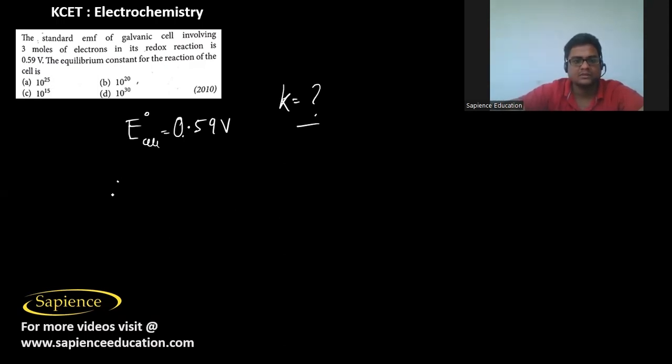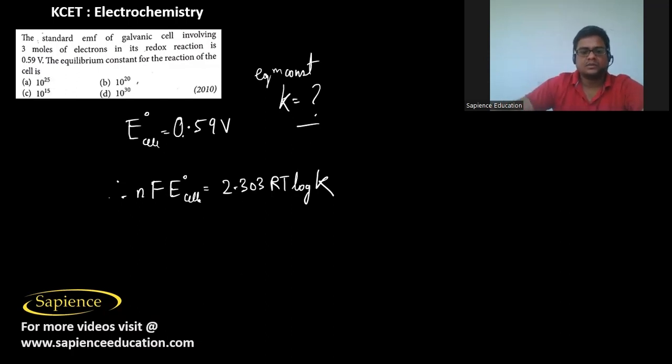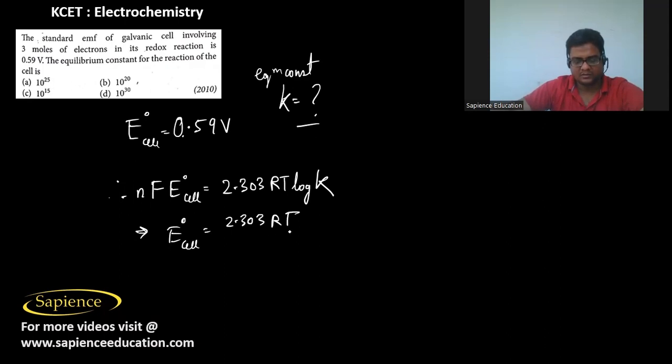So as we know, nF E naught cell equals 2.303 RT log K. So K has been asked here, the equilibrium constant K. Therefore E naught cell equals 2.303 RT by nF into log K.